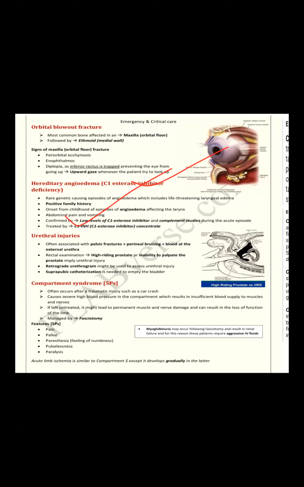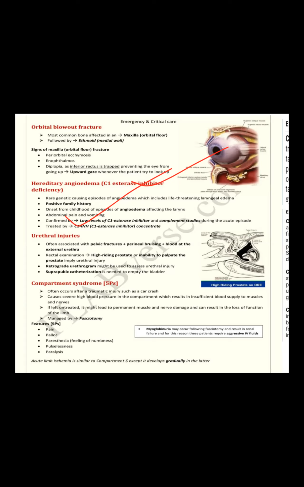Urethral injury: remember, my dear candidates, pelvic fracture. I don't know why my candidates do wrong. After pelvic fracture, if there is blood at the external urethral meatus, it's a urethral injury. Many candidates say, why not pelvic fracture? Why is it a urethral injury? Only one clue: blood at the external urethral meatus. It's a urethral injury. Perineal bruising, and if you do a rectal examination, inability to palpate the prostate, there is a high riding prostate.